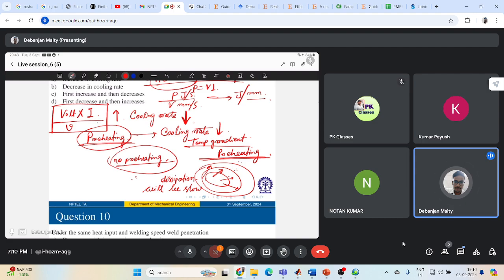I will talk about precipitation hardening a little bit later, once I finish this heat transfer part. I'll come to that. No problem, sir. And one more thing, you can also discuss the transformation hardened metals like steel. Can you discuss transformation hardening?